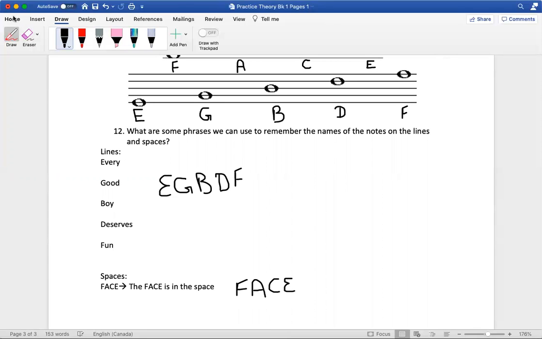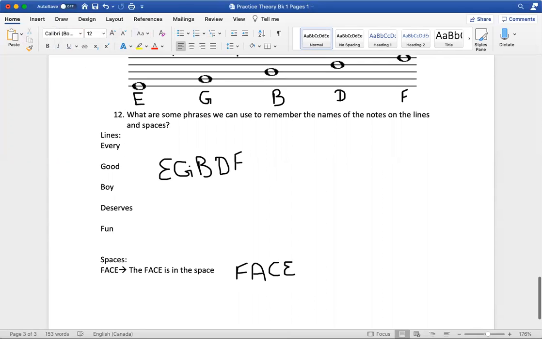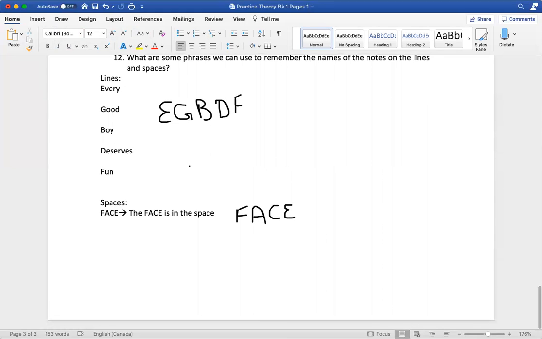Remember that if you're looking for some extra practice on top of this, you can always use your hand as our finger staff that we talked about in the lesson video. Your bottom finger, your pinky, is your E, and you count up from there.